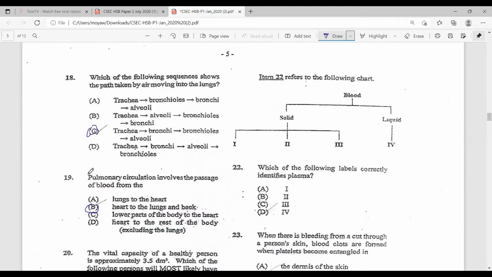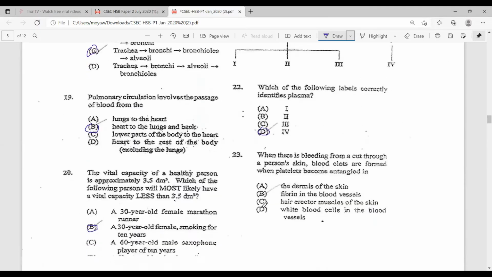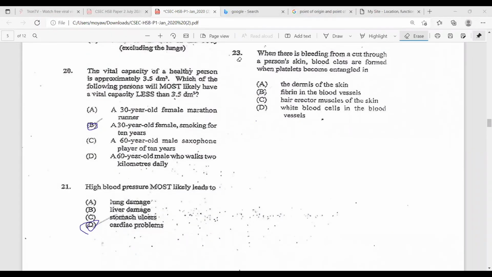22. Item 22 refers to the following chart. So we have a chart. As usual, move on to the question to see what they're asking you. Which of the following labels correctly identifies the plasma? So we're looking for the plasma. We have blood, then it's divided into solid, and then we have liquid. Then we have IV, and then the solid has I, 2, and 3. So the best option would have been under the liquid side because plasma is mainly liquid. Question 23.